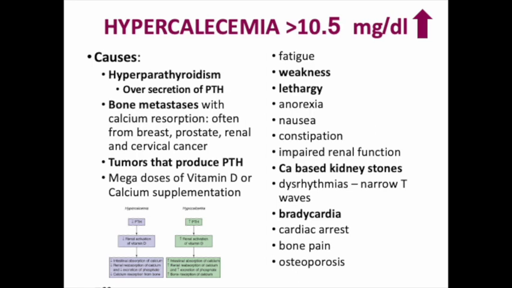But what causes these symptoms in the first place? What causes hypercalcemia? Anything over 10.5 milligrams per deciliter. Hyperparathyroidism, which would cause an oversecretion of PTH. If there is metastasis in the bone, this is going to alter calcium resorption. Often breast, prostate, renal, and cervical cancers can do this. Also, if you have a tumor that produces more PTH, or if you're taking too much vitamin D or calcium supplementation. So you can see all that here in hypercalcemia and compare it to hypocalcemia, which we're going to look at next.